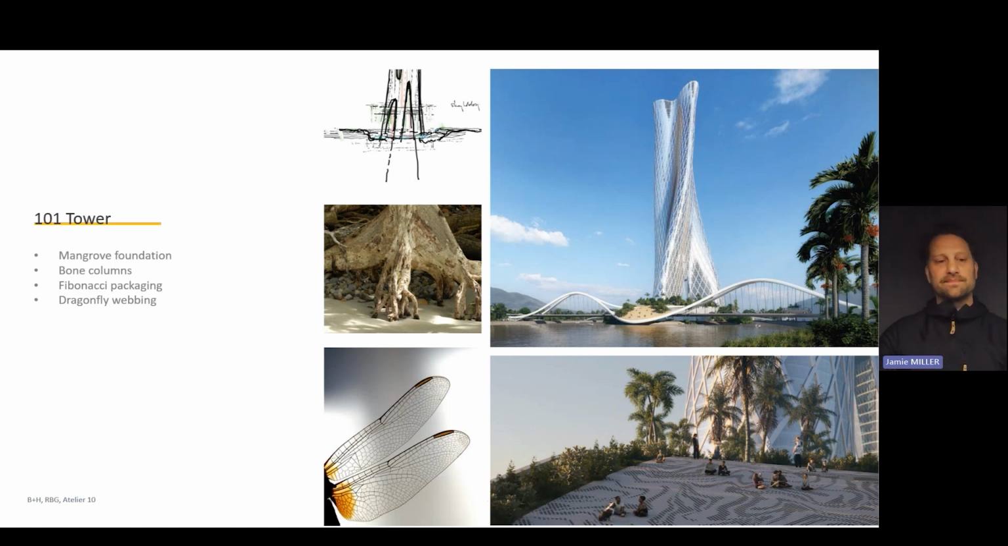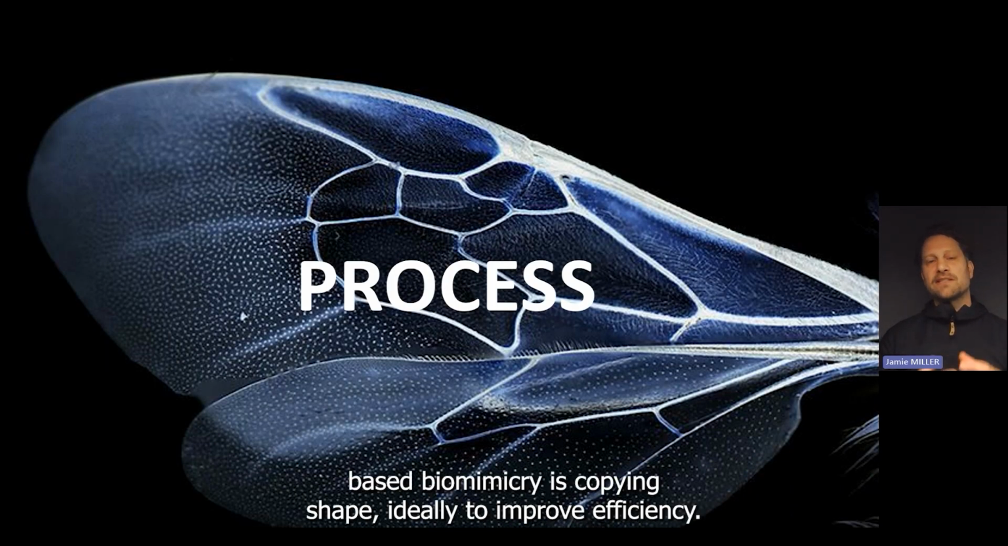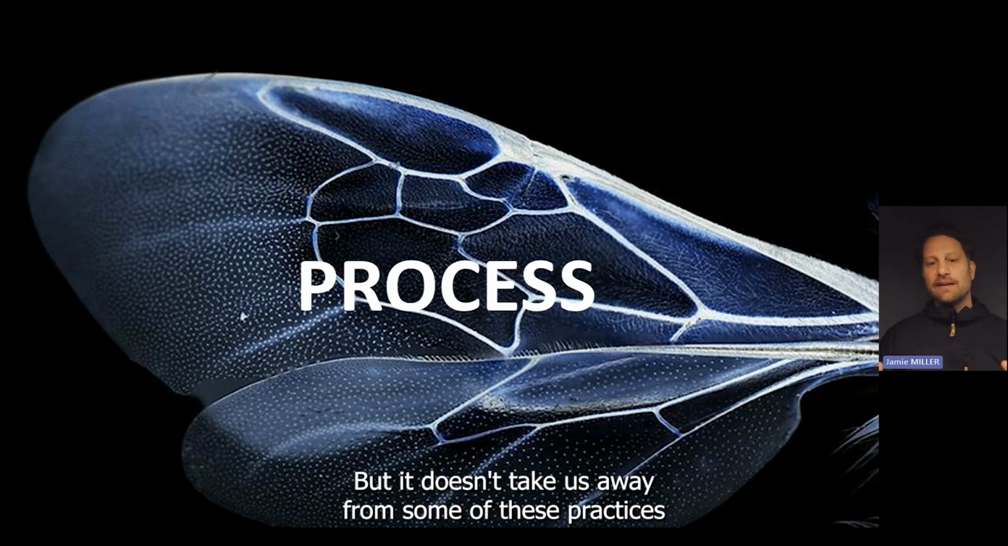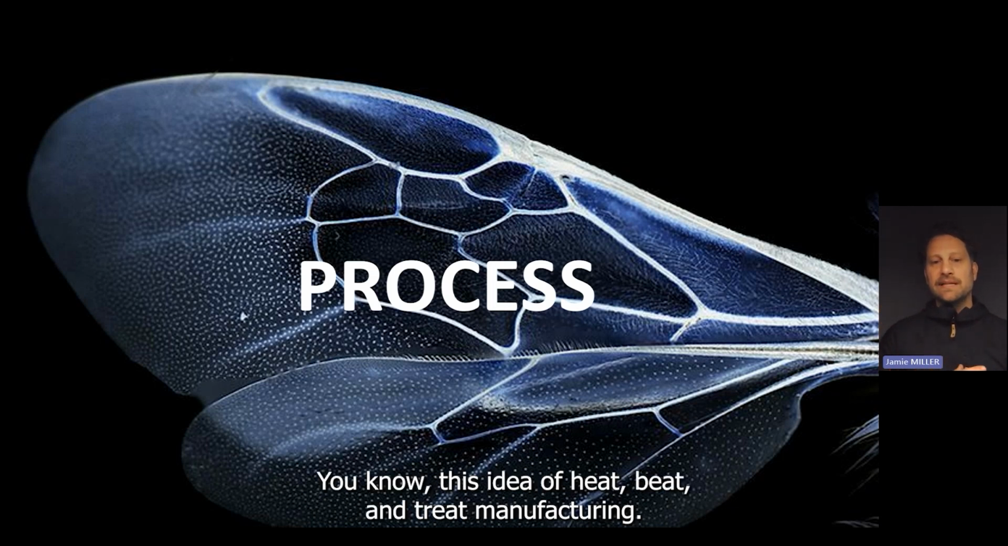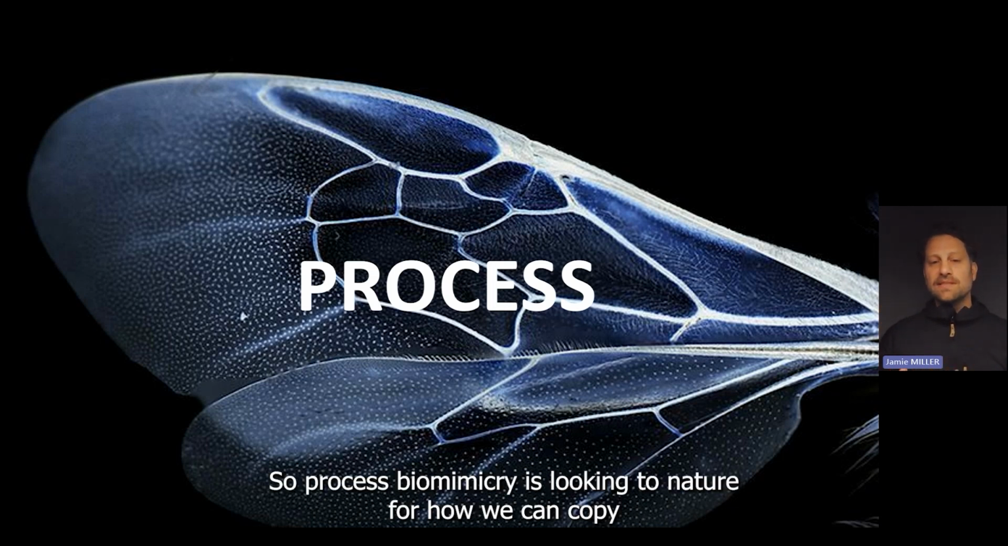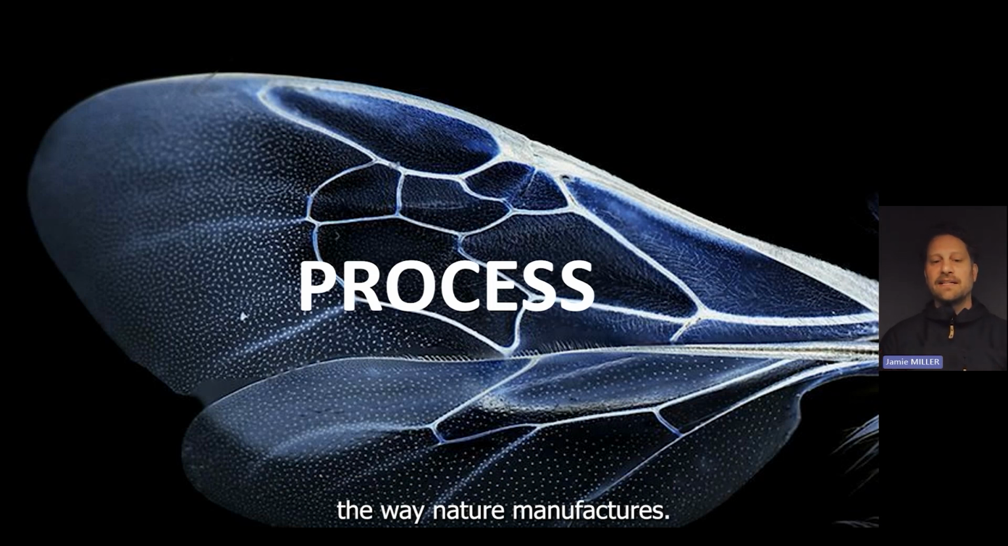So like I mentioned, form-based biomimicry is copying shape, ideally to improve efficiency, but it doesn't take us away from some of these practices that really separate us from the rest of the natural world. This idea of heat, beat, and treat manufacturing. So process biomimicry is looking to nature for how we can copy the way nature manufactures.